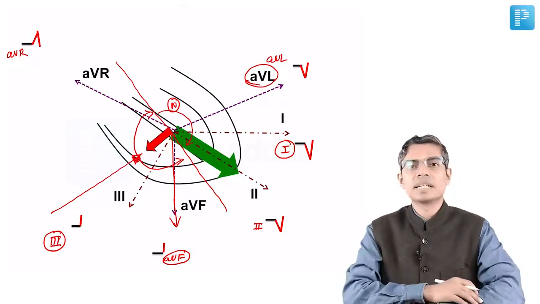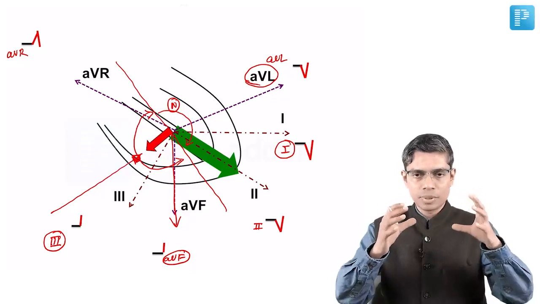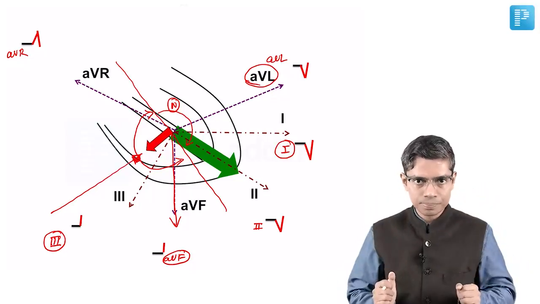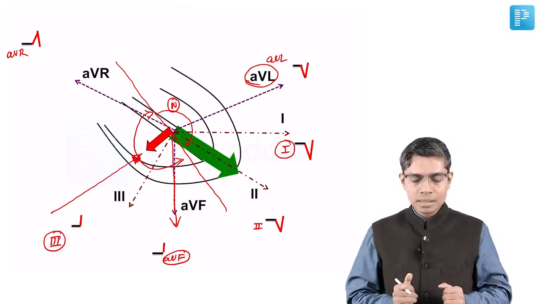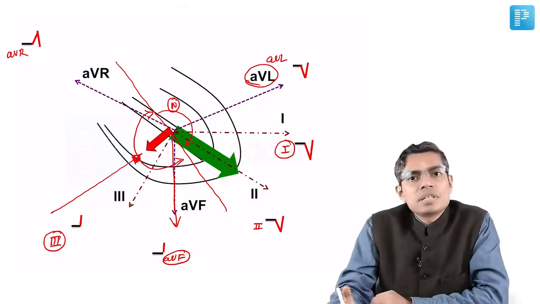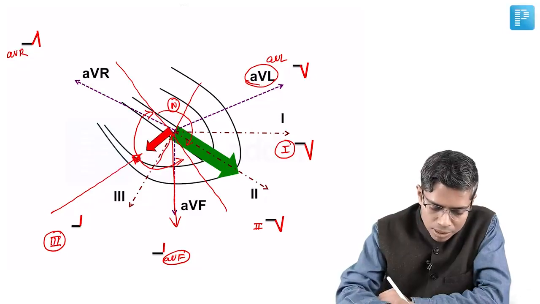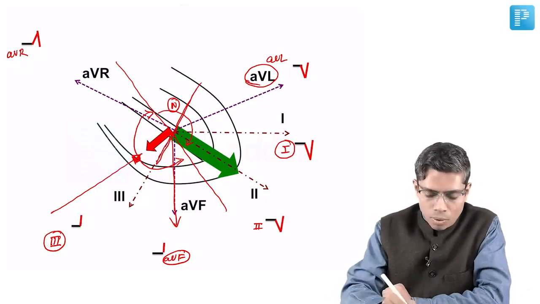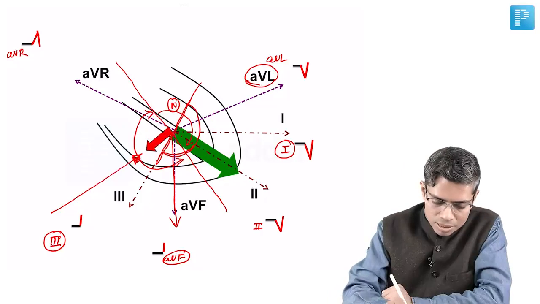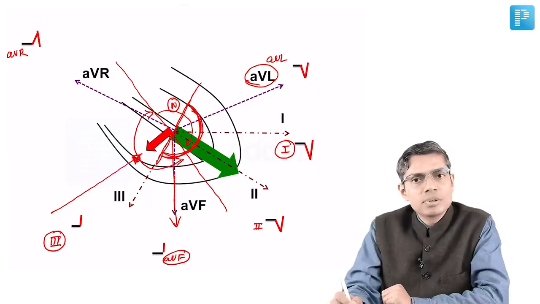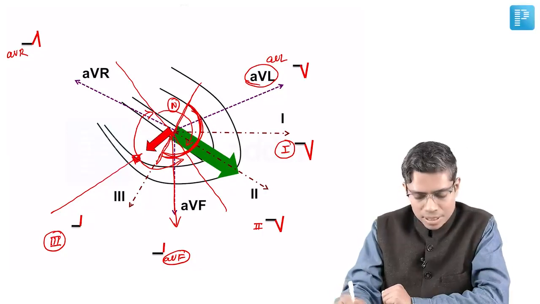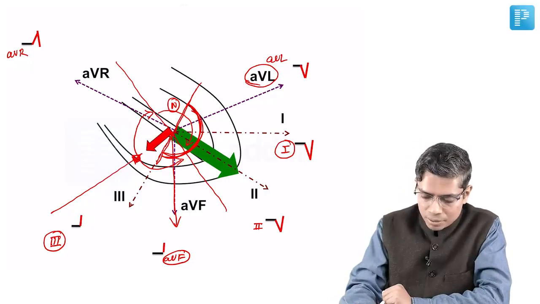The green color main vector, its thickness is more because the ventricular muscle mass is more. So now you tell me which leads are going to give you the positive. Again the same thing I am going to do. If I draw a perpendicular on this green color vector, then all the leads which are in this direction will give you the positive deflection. So let's see how this green color wave is developed.